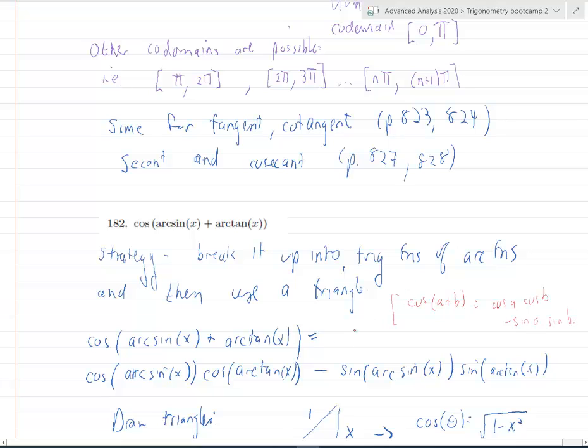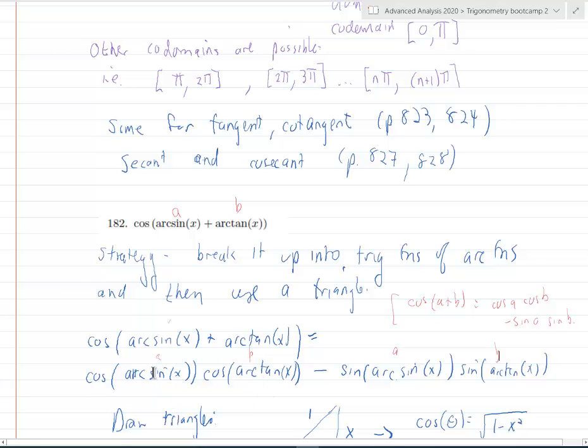Okay, and that's the formula I'm using here. This is my a, this is my b. So here's my a, here's my b, a, b. Straightforward application of this formula. Now all I have are trig functions of arc functions, so I can go ahead and draw the triangles.